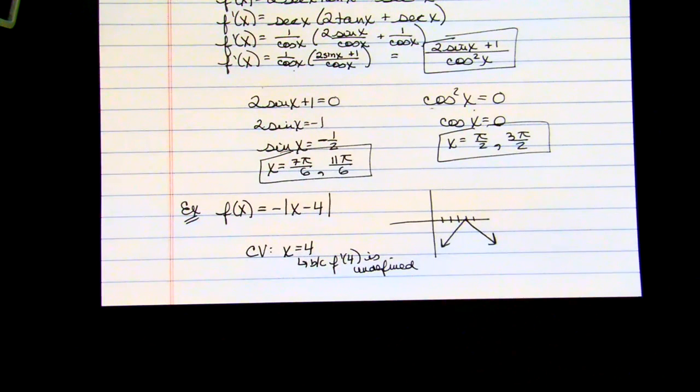If you're dealing with an absolute value function, I think we can just think graphically and figure out where our sharp turn is, and that'll be good enough. Anything else, though, we do need to go through our derivative work.